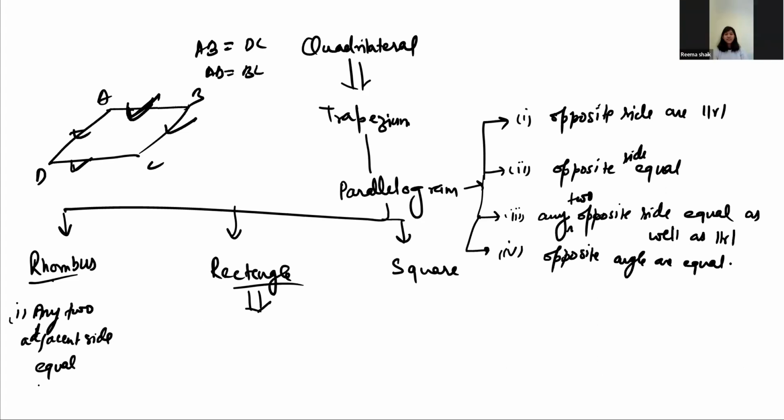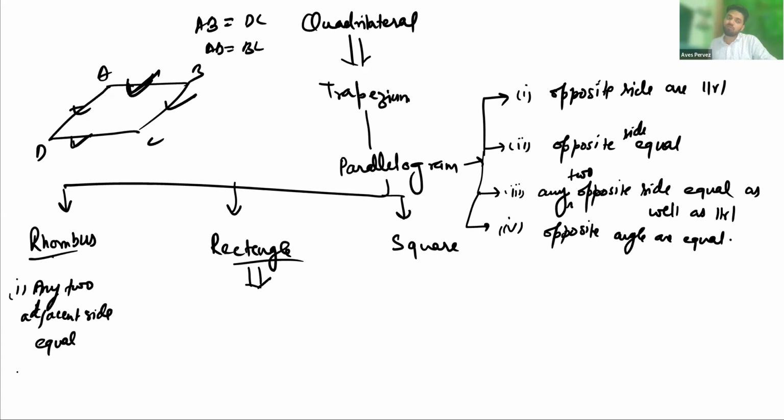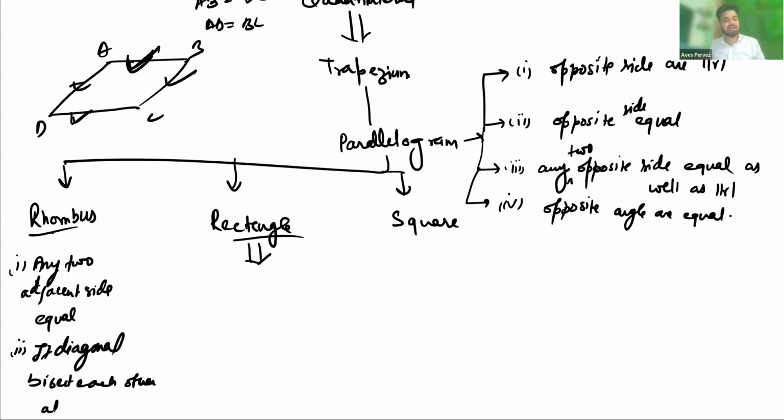Should I move forward? Or how can you prove a rhombus? Prove the diagonals bisect each other at right angle. If a quadrilateral ABCD is a parallelogram and its diagonals bisect each other at right angle, then it is a rhombus. So prove its diagonals bisect each other at right angle, at 90 degrees. Okay, so if you have proved any quadrilateral whose diagonals bisect each other at right angle or any two adjacent sides are equal, then it will be considered a rhombus.